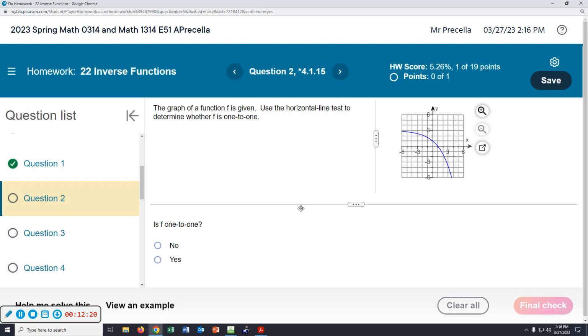And what about this one? It's hard to tell, but for a second it looks like it's going to turn around and start going back down, but they don't show that it's turning around. So you can't make the assumption it's going to turn around. You have to assume that it's just going to keep on going like that, increasing slowly. So will a horizontal line hit it twice? I don't think a horizontal line is going to hit that thing twice. Yes, this is also 1-to-1.